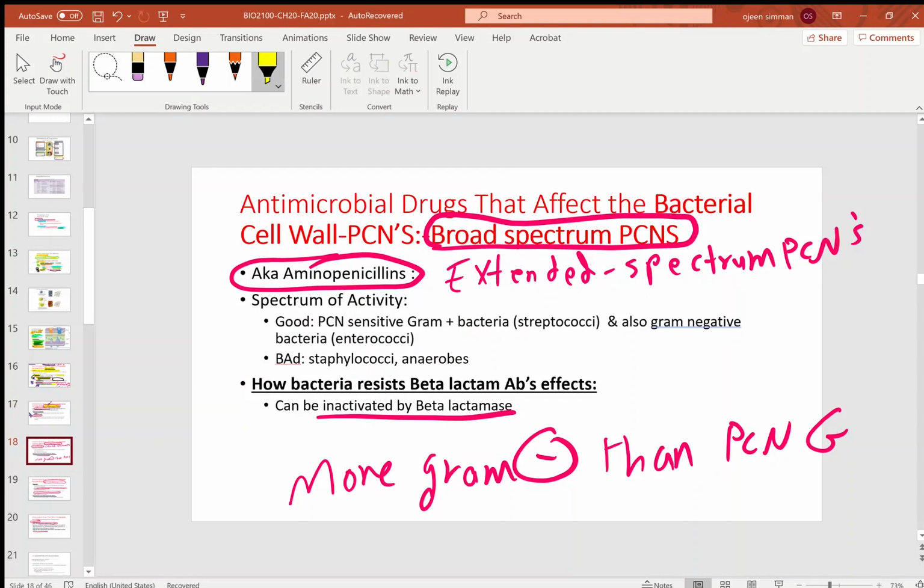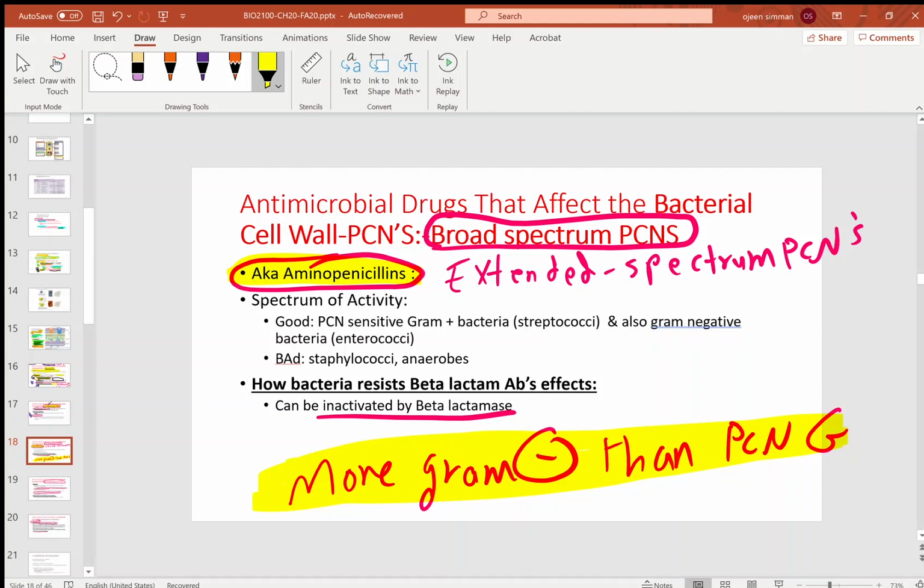We have broad spectrum antibiotics. So these are also known as aminopenicillins. The advantage of these is that they have more gram-negative activity than the penicillin Gs.